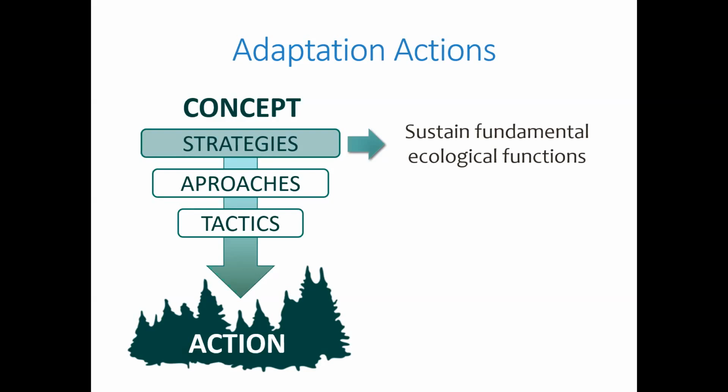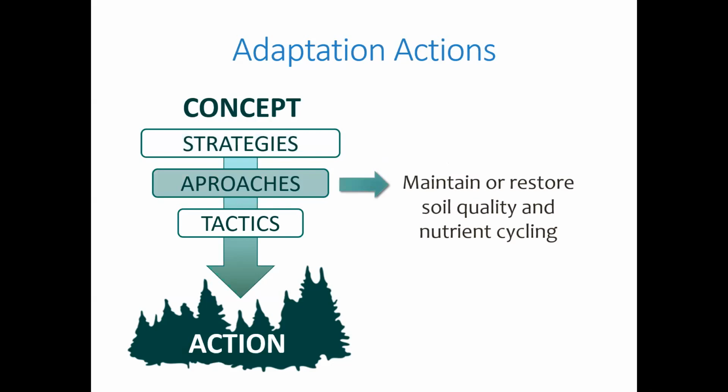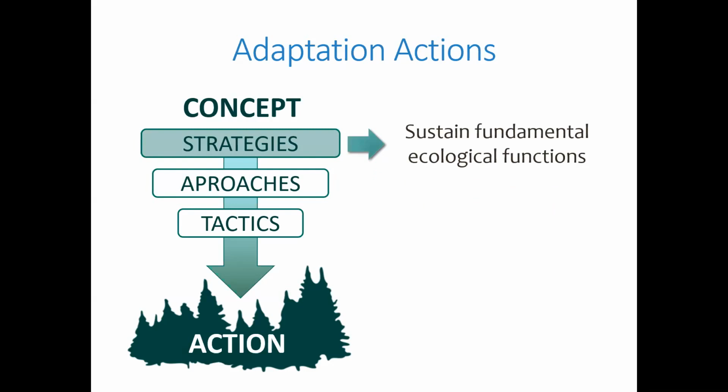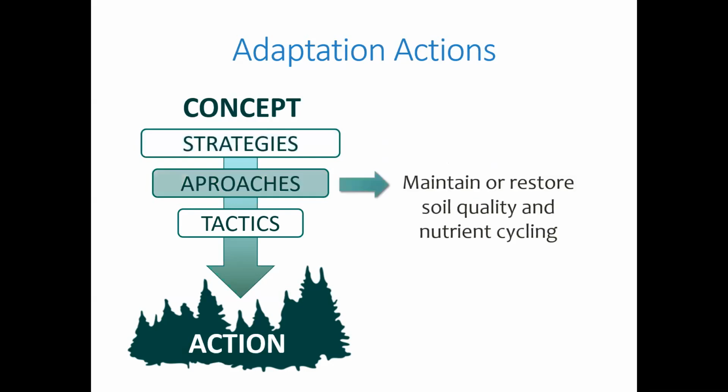You might wonder, though, what specifically you can do to sustain fundamental ecological functions. And under each strategy in the menu are several approaches that might tell you how to do that. For this example, the way to sustain fundamental ecological functions is to maintain or restore soil quality and nutrient cycling. And so how do we maintain or restore soil quality and nutrient cycling? The tactic will tell us exactly how to do that.